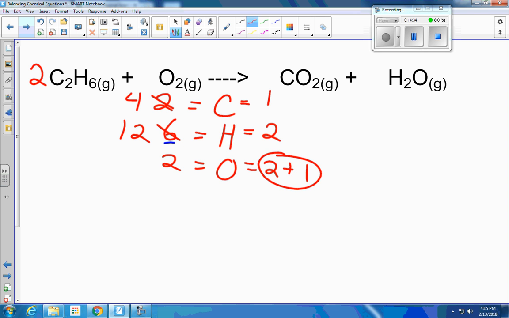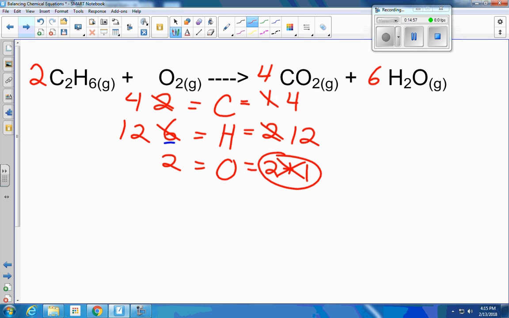I have 12 hydrogen on the reactant side, and I need 12 on the product side. So 6 times 2 gives me 12 hydrogen. We'll total the oxygen later. Carbon, I have 4 carbon on the reactant side. I need 4 on the product side, so I'm going to multiply by 4. 4 times 1 is 4.